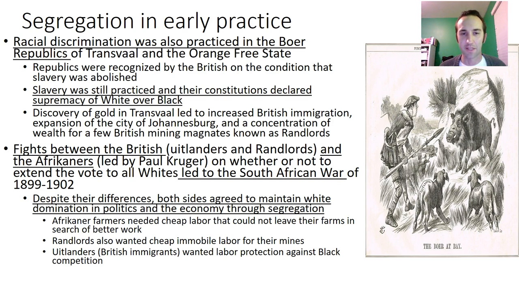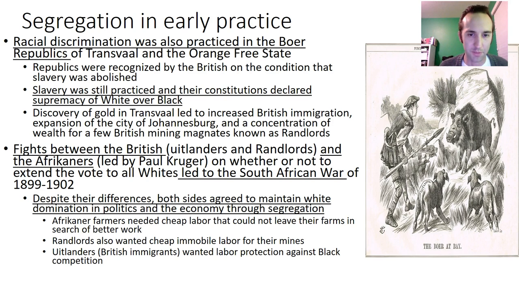They expand the city of Johannesburg, and we start to see a major concentration of wealth where a couple of very, very rich British guys own these mines, and they're known as the Rand Lords. I don't know why. We start to see fights between the British, the Uitlanders, or kind of outsiders that are English, and the Rand Lords, and the Afrikaners. So the two white groups start to fight on whether or not to extend the vote to all whites, or just the Boers should be allowed to vote in the Boer republics.